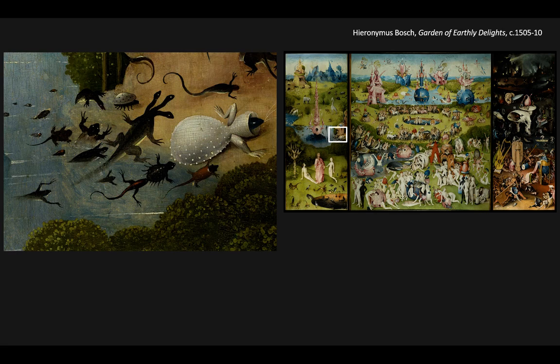In the background, another three-headed figure crawling up on shore. Bosch loves these hybrid creatures that appear everywhere. And in this case, they seem to be suggesting, these monstrosities do, that evil is everywhere already, even in advance of the fall of man.